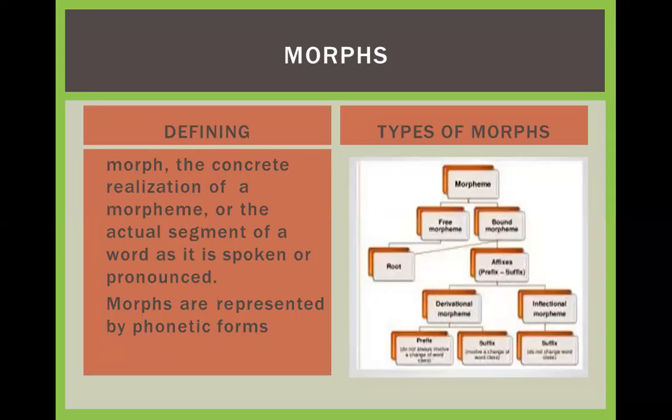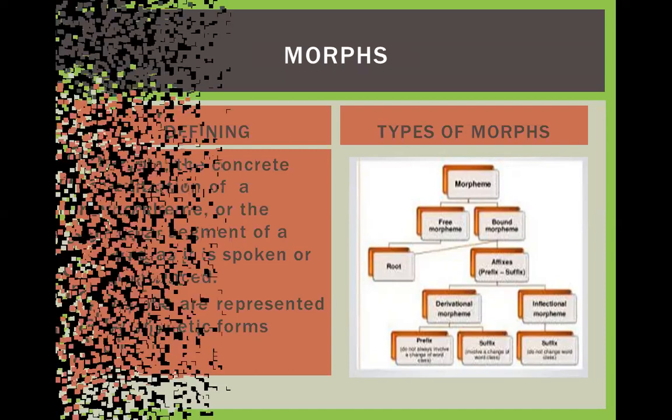When it comes to morphs, a morph is the concrete realization of a morpheme, or the actual segment of a word as it is spoken or pronounced. Morphs are represented by phonetic forms, and we can see a picture here, and we can understand the types of morphs more clearly with this picture.